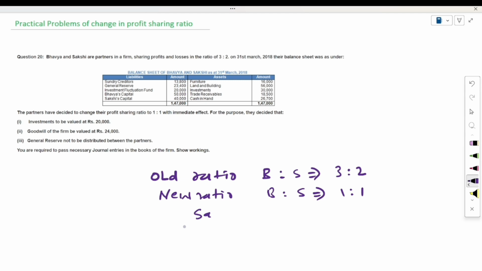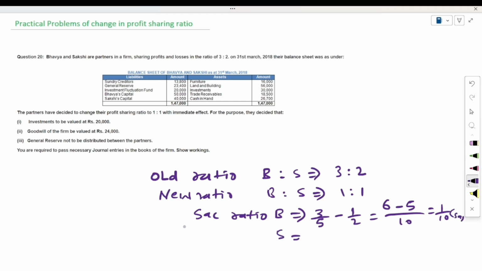You see here, the sacrificing ratio for B is old ratio minus new ratio. Then 3/5 minus 1/2. Taking LCM 10, that is 6 minus 5, so 1/10 is the sacrificing ratio. Now for S, 2/5 minus 1/2. Here 10, 4 minus 5, which is minus 1/10. It means this one is gaining. Sakshi is gaining and Bhavya is sacrificing.